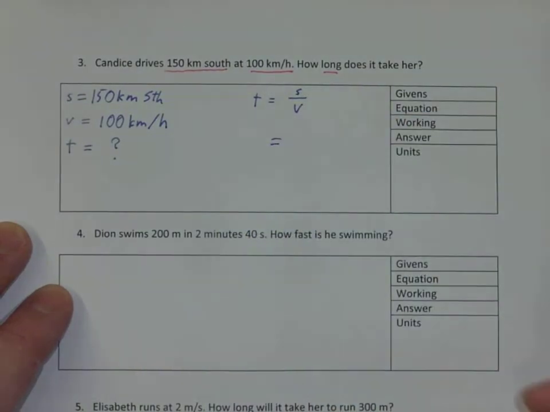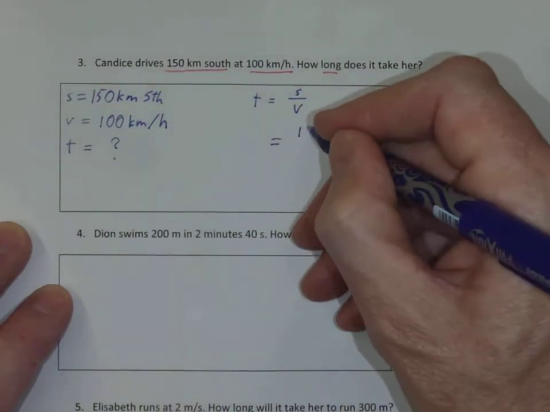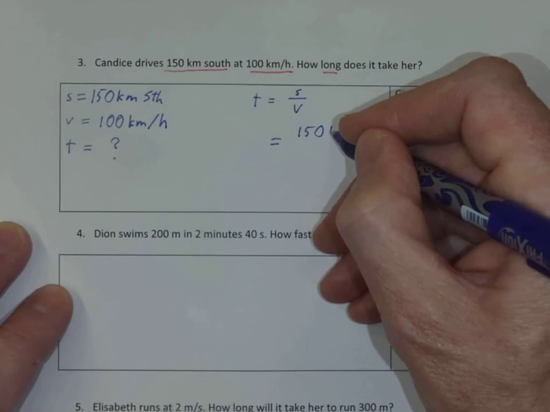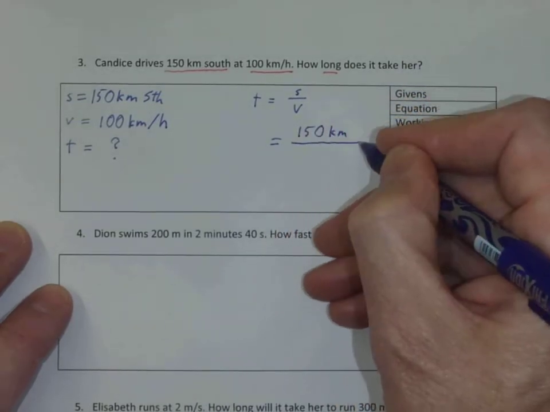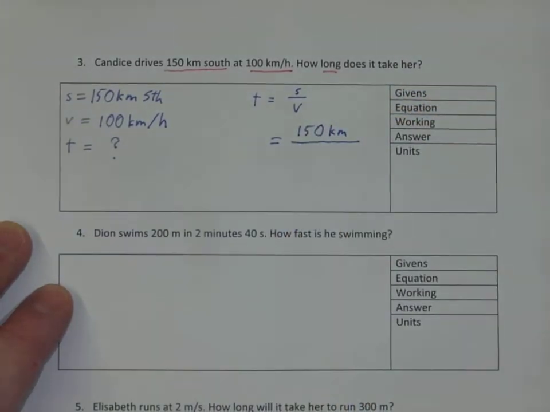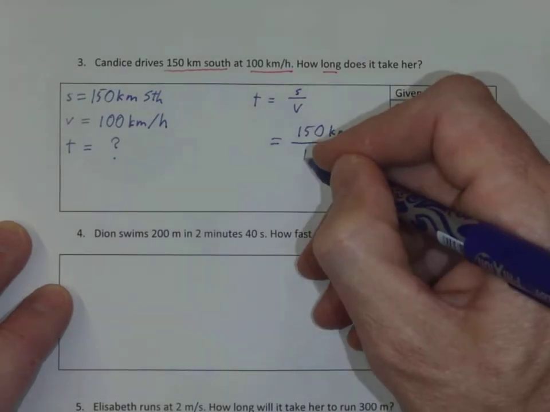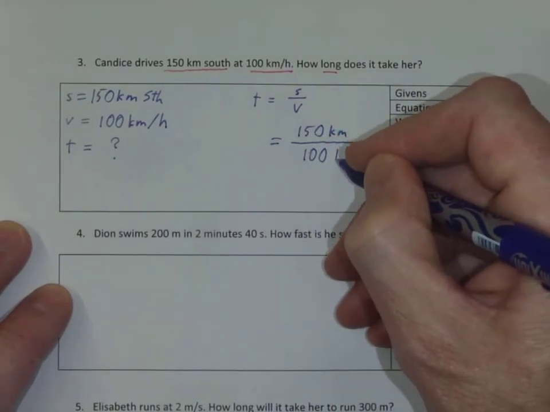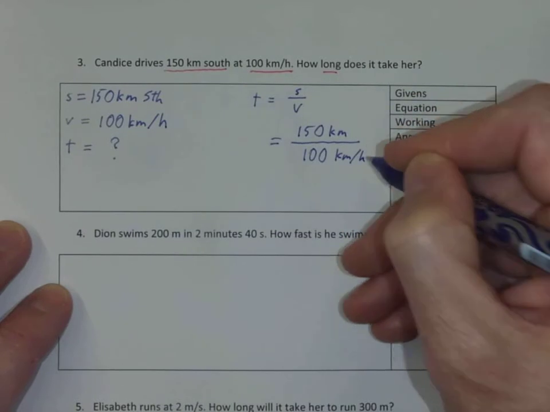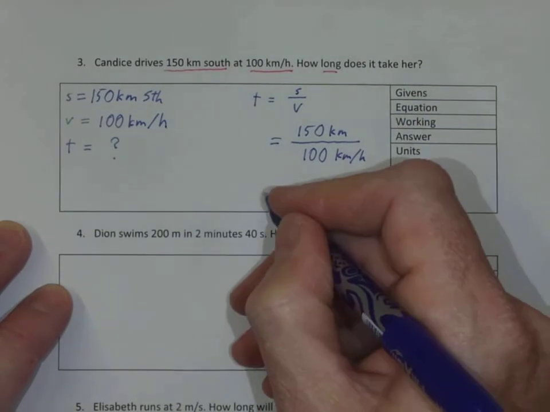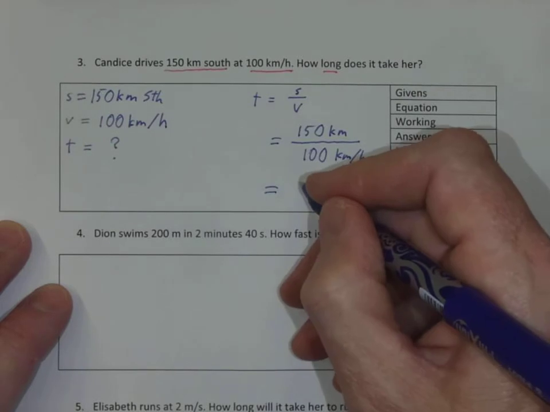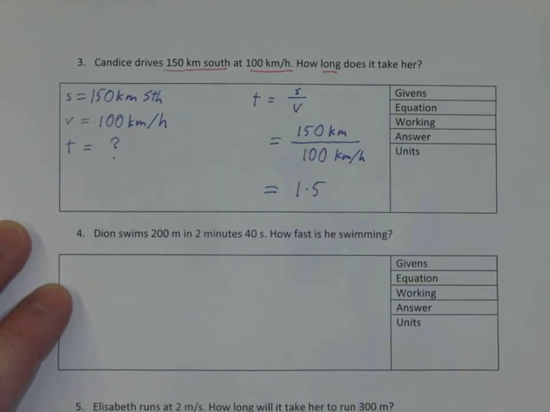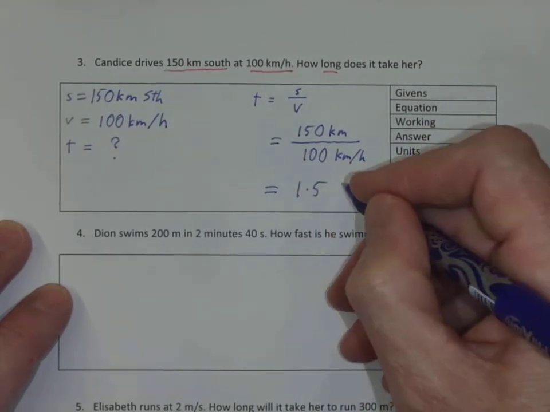equals 150 kilometres. Now I'm going to put the units in here because we're not dealing with metres and seconds this time. So I'll put them in just to remind myself that I'm dealing with kilometres, and I'm also dealing with kilometres per hour. We end up with 150 divided by 100 is 1.5 hours.